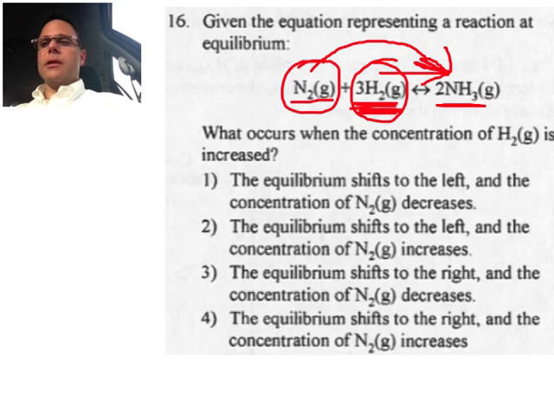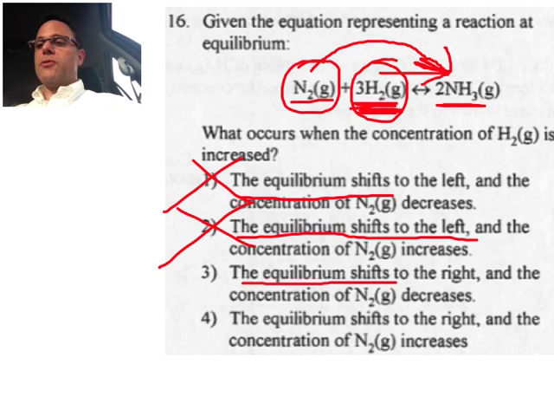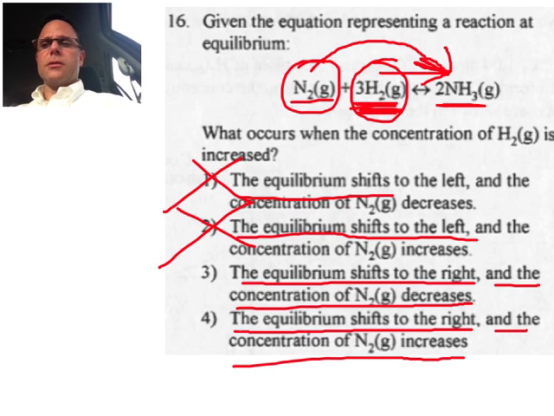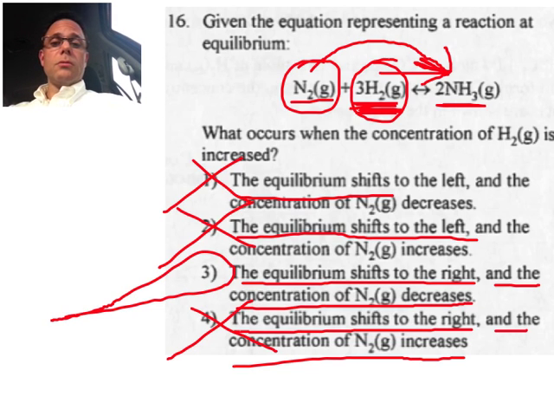Which statement states that? So it says the equilibrium will shift to the left. The equilibrium will shift to the left. Equilibrium will shift to the right, liking it. And the concentration of nitrogen decreases. Loving it. But let's just confirm. Number 4, the equilibrium shifts to the right, liking it. And the concentration of N2 gas increases. I love 3. I hope you do too.